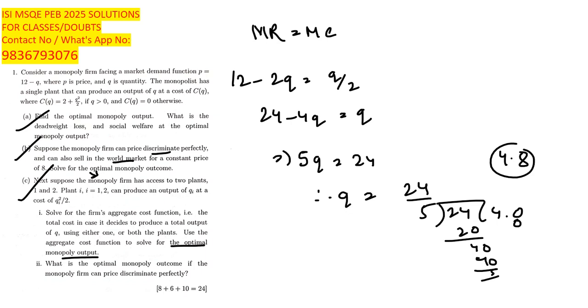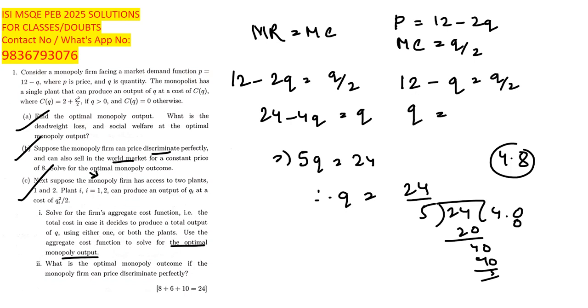Now next, if the monopoly firm can perfectly price discriminate, we know that demand, that is P, is 12 minus Q. Now MC is Q by 2. So then 12 minus Q is equal to Q by 2, or Q is equal to 8. So that means for perfect price discrimination the optimal monopoly output is Q equals 8, and for the standard optimal monopoly output this is 4.8.